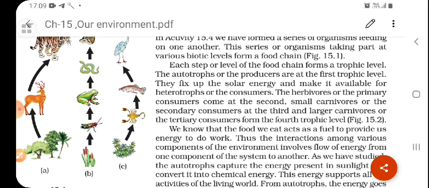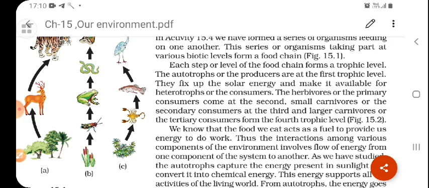Autotrophs, which are the producers, obtain water and minerals from the soil, carbon dioxide from the atmosphere, and energy from the sun to produce the food in their leaves by the process called photosynthesis. And the energy is transferred to the primary consumer by being eaten, and then to the secondary consumer, and so on.